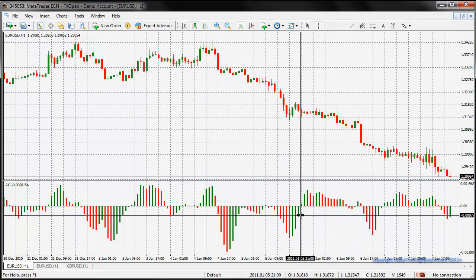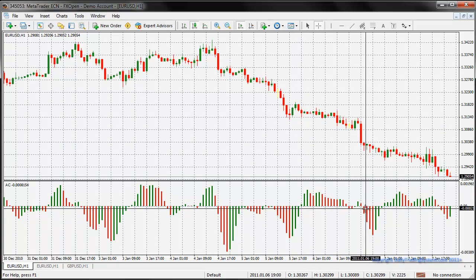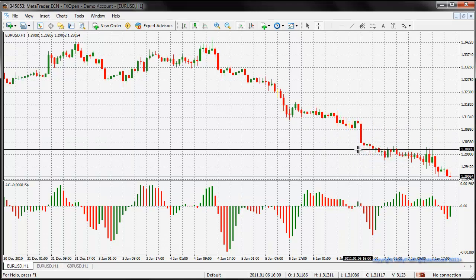Alright, let's take a look at this green bar, and this green bar actually hovers over a red candle, so that wouldn't be a trade. Let's take a look at this green bar. This green bar sits on a red candle, so that's going to be no good.